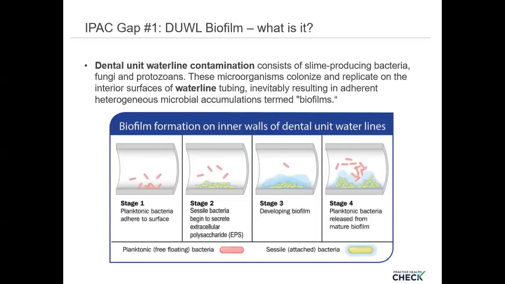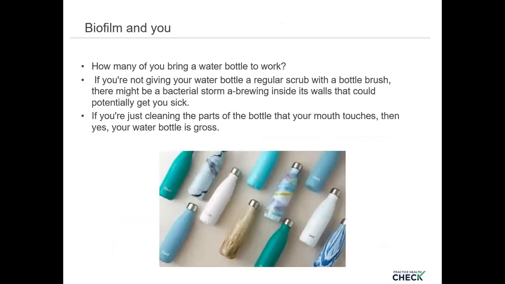So stage 1, you can see that the bacteria adhere to the surface. Stage 2, the bacteria begin to secrete extracellular polysaccharides. Stage 3, they develop this biofilm, which is that slime producing film, and then bacteria are released from the mature biofilm. So even if the incoming water is sterile, it's not sterile when it comes out into the patient's mouth. This is really important to know.